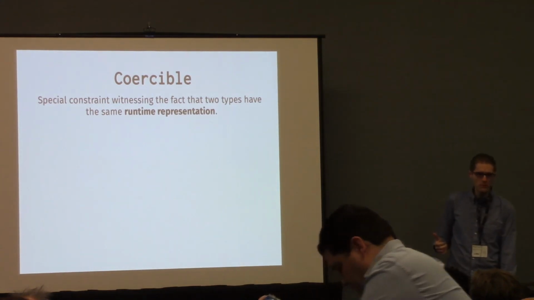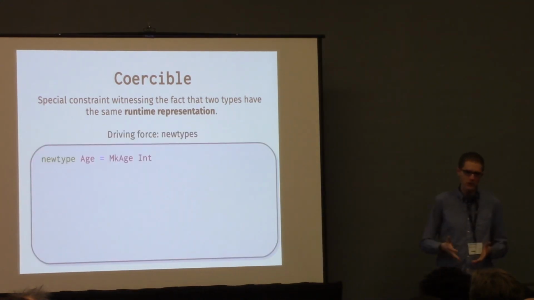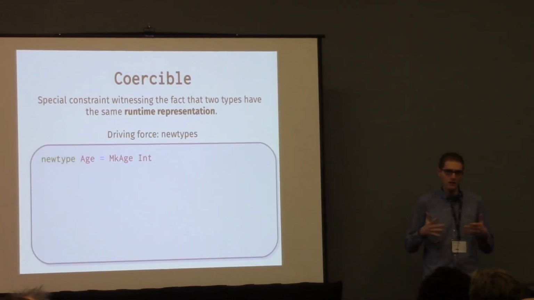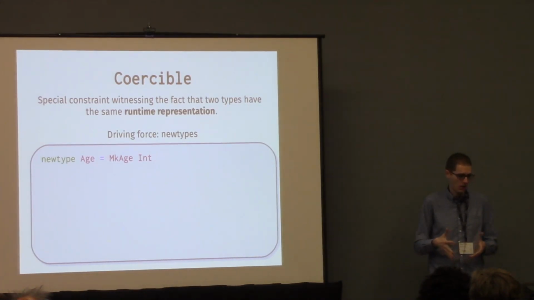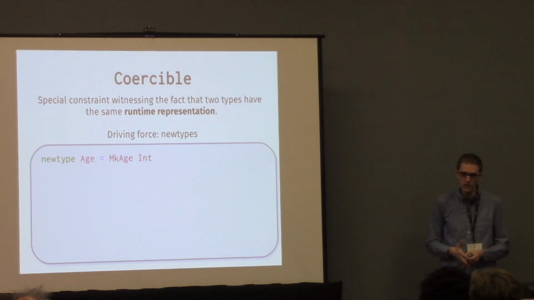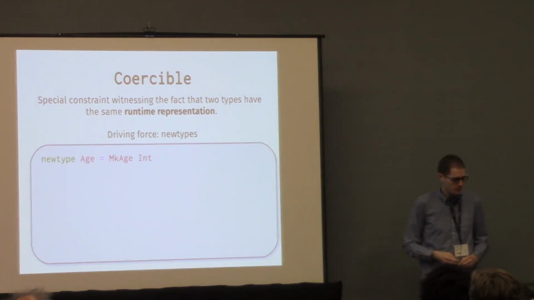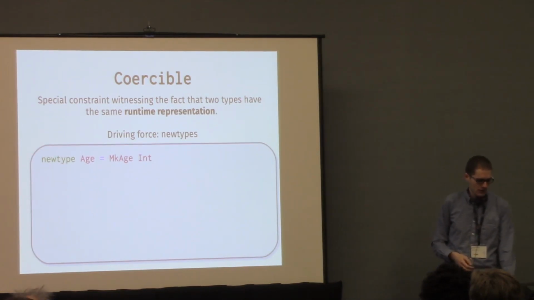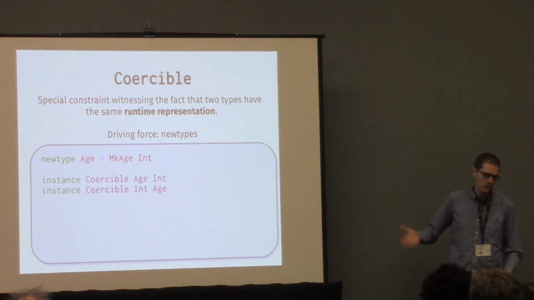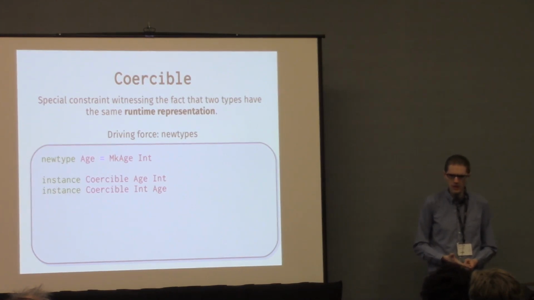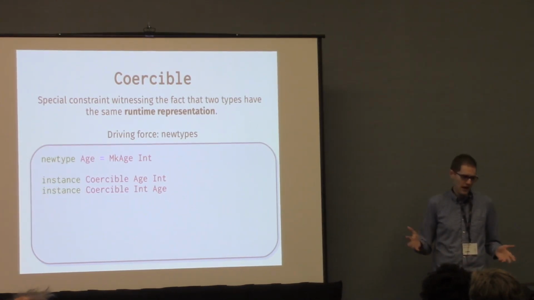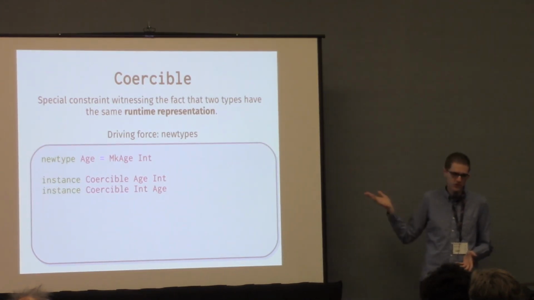And the thing that really makes Coercible really flexible is that we have constructs in Haskell which have equal runtime representation. They're called newtypes. So as one example, I'm going to define this Age newtype, which is a newtype around Int. And if we define this, then we can state some facts about coercibility with it.